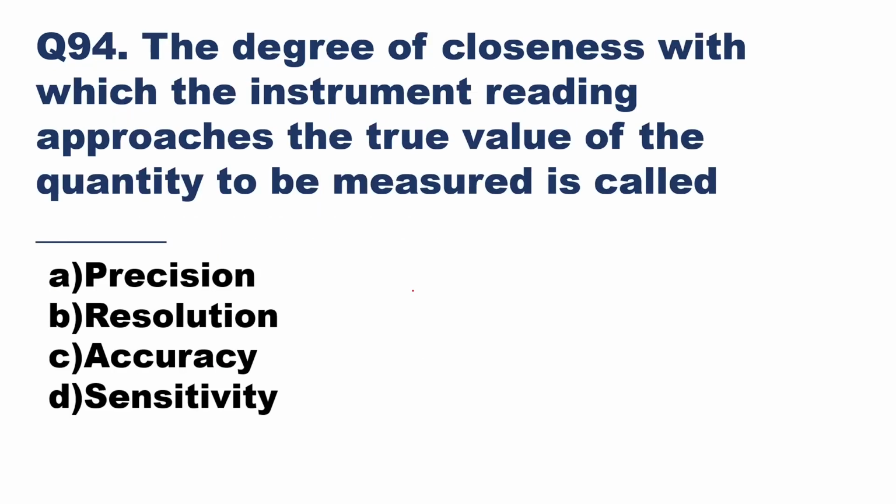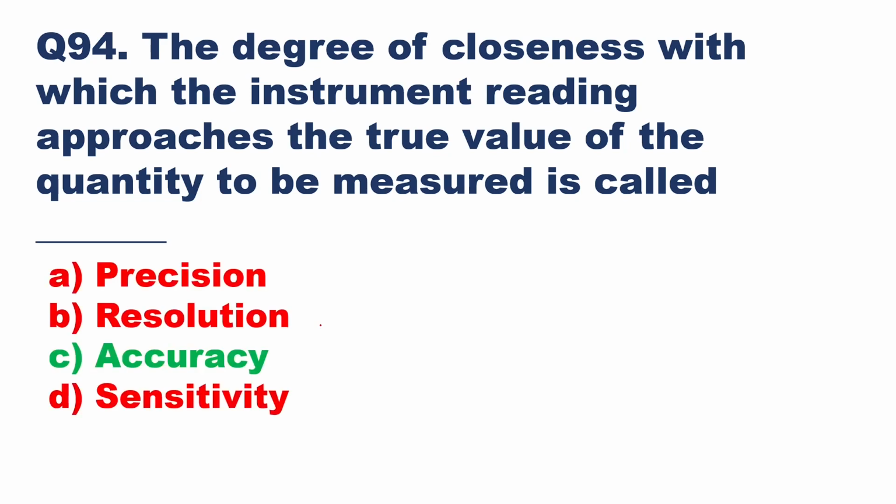The degree of closeness with which the instrument reading approaches the true value of the quantity to be measured is called as. If your reading is approaching the true value, then you are becoming more accurate. Okay. So this statement, that is the degree of closeness with which the instrument reading approaches the true value of the quantity to be measured, means you are going towards more accuracy. So here option C will be the right answer. This statement gives you the definition of accuracy. So here you can see the degree of closeness with which the instrument reading approaches the true value of the quantity to be measured is called accuracy. Then we'll go to the next question.